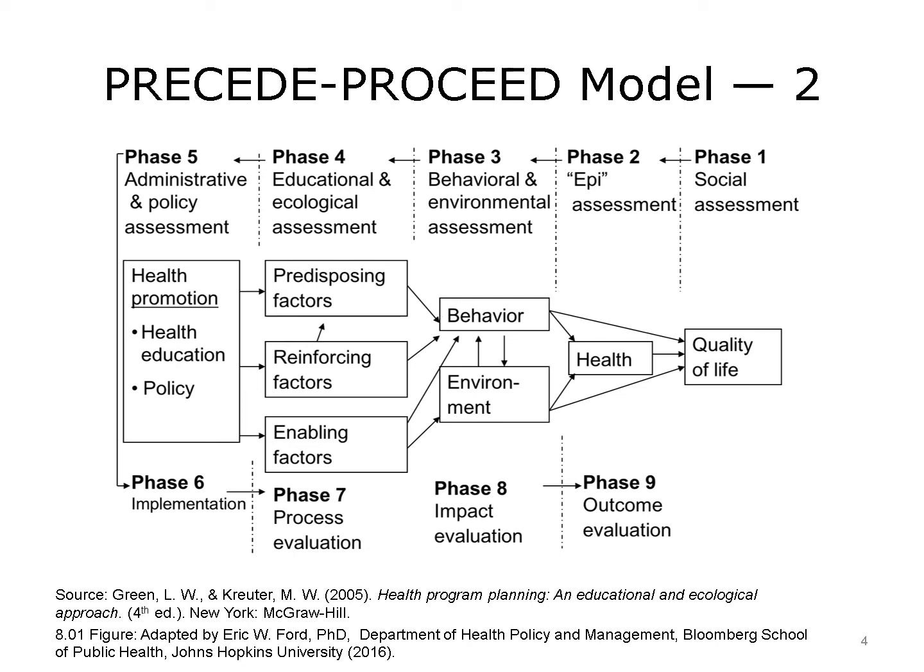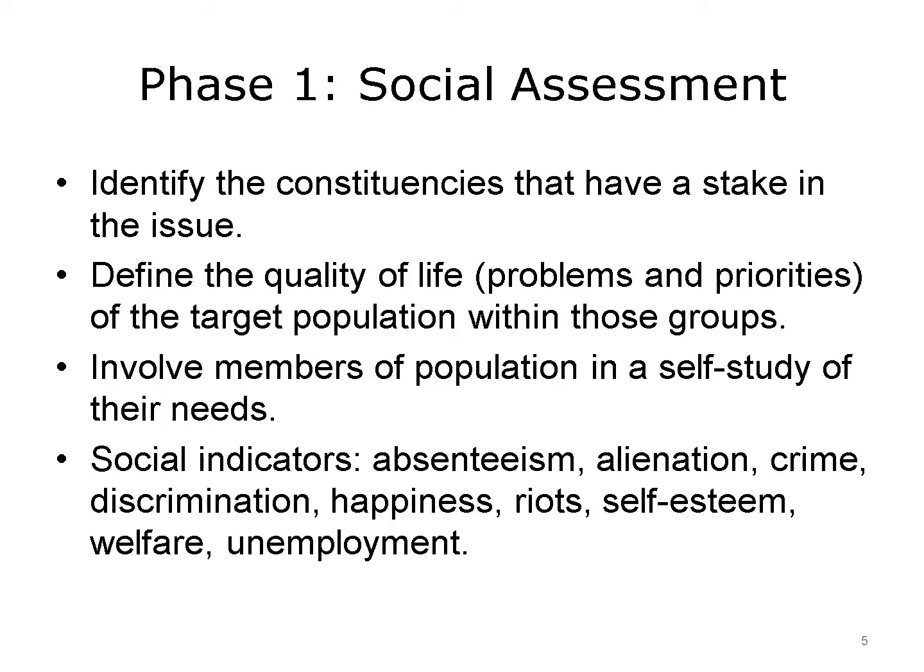And ultimately, in Phase 9, we'll look at health outcomes. Do we see those people who are riding bikes having better health status? Have they lost weight? Is their cardiovascular function working, etc.? So there's a quick overview of the Precede model. Let me go a little more in depth on each of these phases.